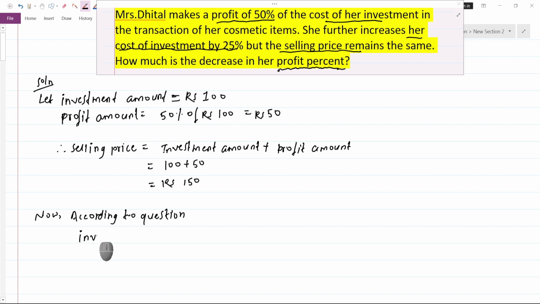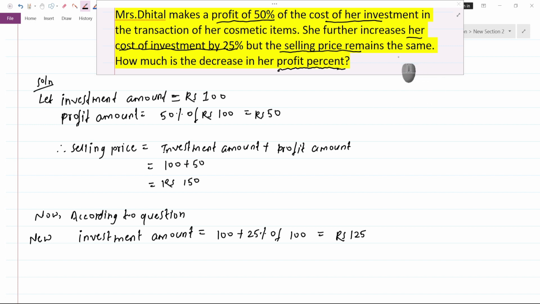I will write it here. New investment amount equals how much? Increased by 25%, that is 100 plus 25% of 100. If you solve it, you will get Rs 125. So now our investment money is increased by 25%, and our new investment amount is Rs 125.